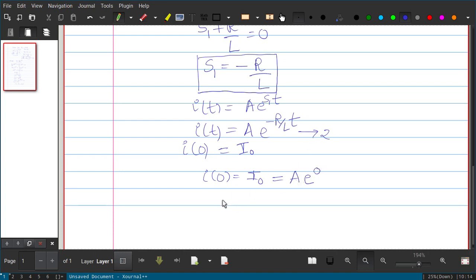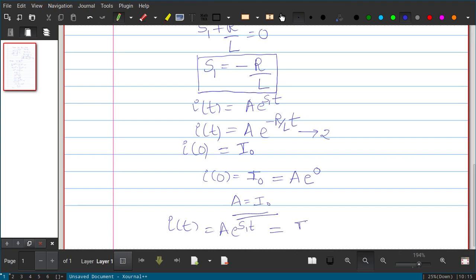So what will be A? e power 0 is 1. So A is nothing but I naught. So our assumed solution, I of t equal to A into e power s1 of t, that will be I naught and e power minus R by L t. So this will be the solution for our source free RL circuit.